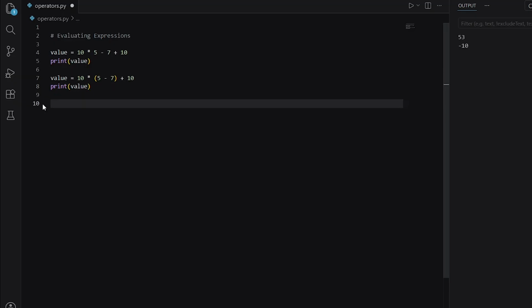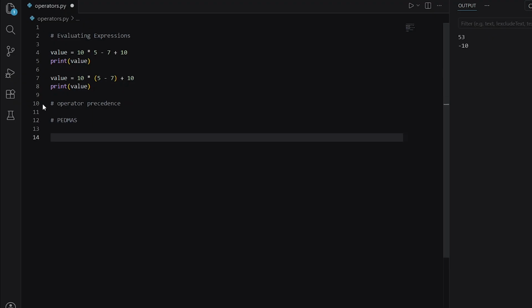And this brings us to what we call operator precedence. When we say operator precedence, we're talking about which operations get evaluated first in an expression. And so we have in arithmetic operations what we call PEDMAS. What this means is parentheses, exponentiation, division, multiplication, addition, and subtraction.